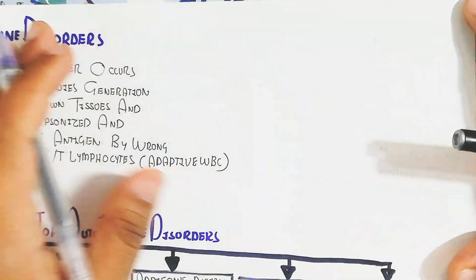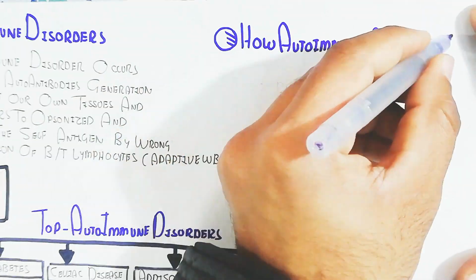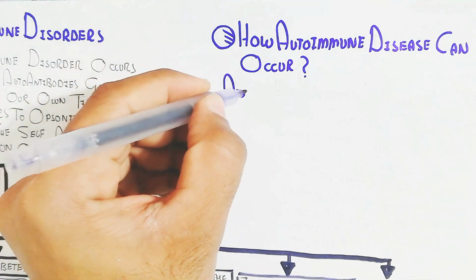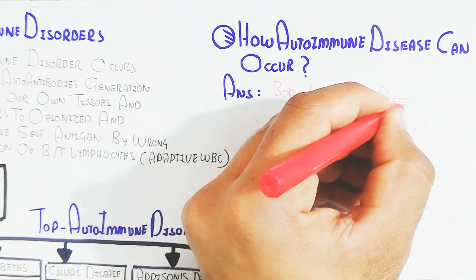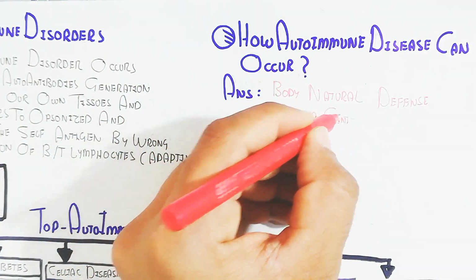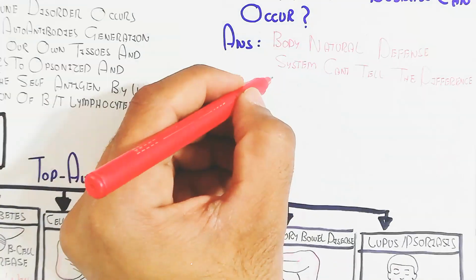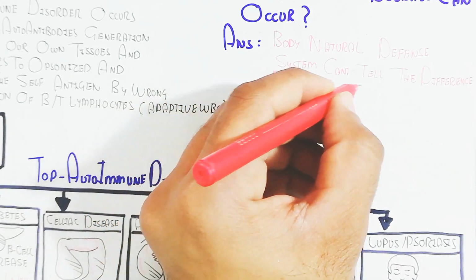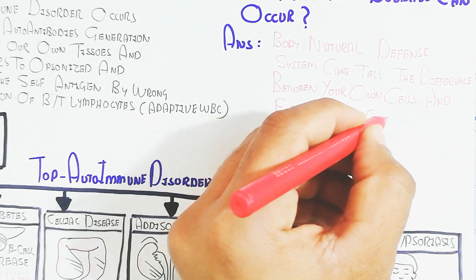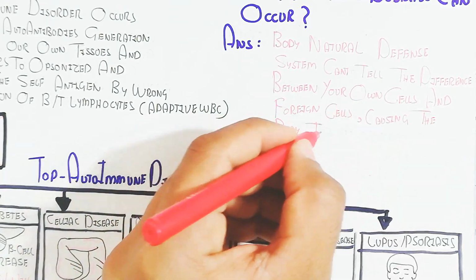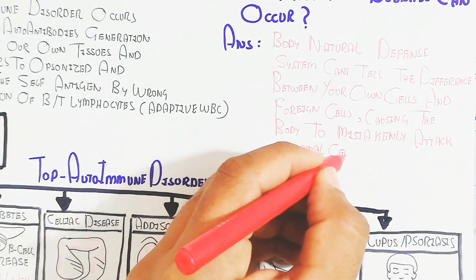Anyhow, this is the overview, but the major causes of autoimmune disorder are still unknown. How can autoimmune disorder occur? Let's begin to understand this question. The body's natural defense system can't tell the difference between your own cells and foreign cells, causing the body to mistakenly attack normal cells rather than infected cells, which leads to disturbance of whole body physiology.